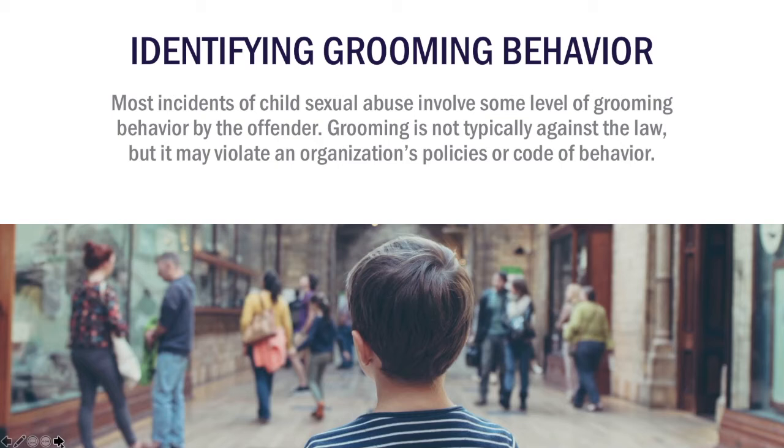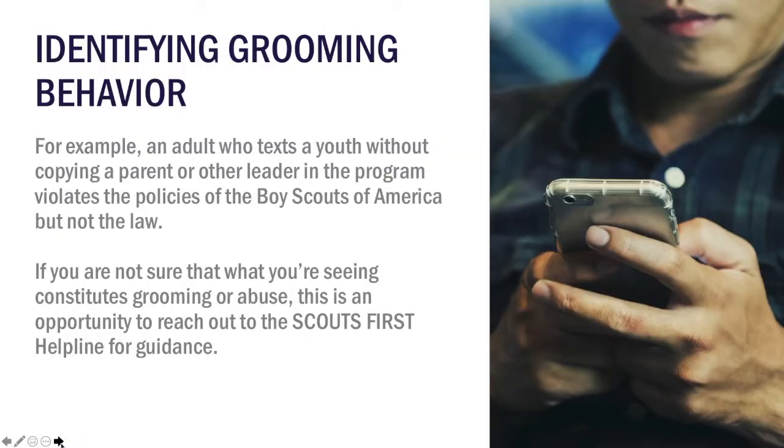Identifying grooming behavior can be challenging. It may not appear illegal. However, it may violate an organization's policies or code of behavior or a community's expectation of behavior. Some grooming behavior is not illegal, but it may violate the youth protection policies. For example, an adult may send a text directly to a youth without including another adult leader. This is a violation of the BSA's youth protection policies.